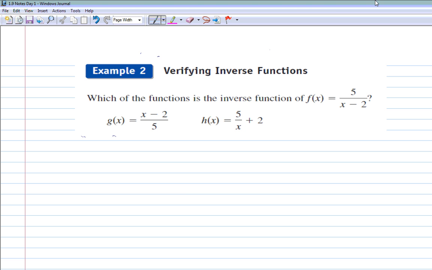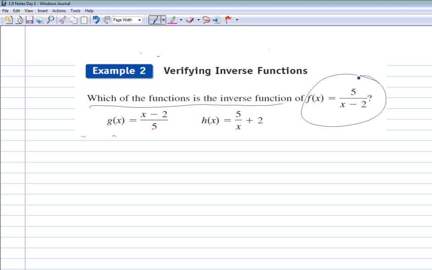All right. In this case, we're going to find out which of these functions is the inverse of this original function. For functions to be inverses, when you do a composition of those functions, and we did compositions in the last section, when we do that, then they both should come out to be x. So let me show you how that works.